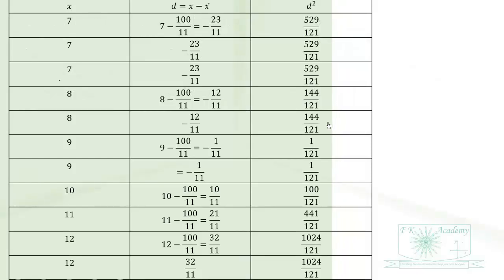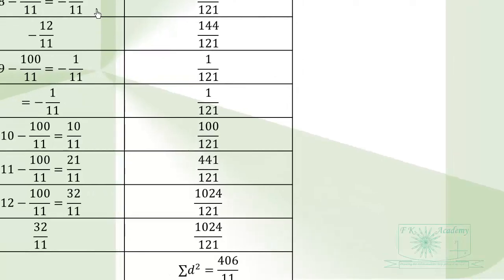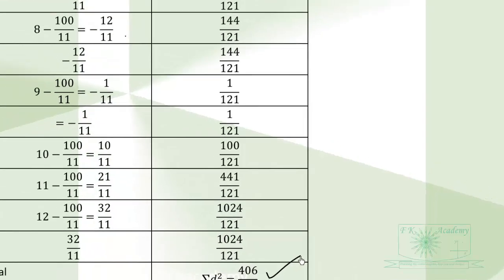We subtract the mean from 7, that will give us negative 23 over 11. The mean from 8, that will give us negative 12 over 11. The mean from 9, the mean from 10, the mean from 12. Then we square it and add all to get 406 over 11.